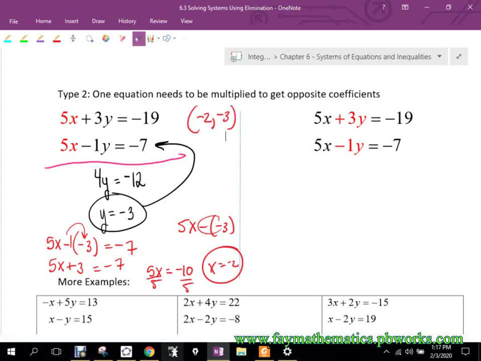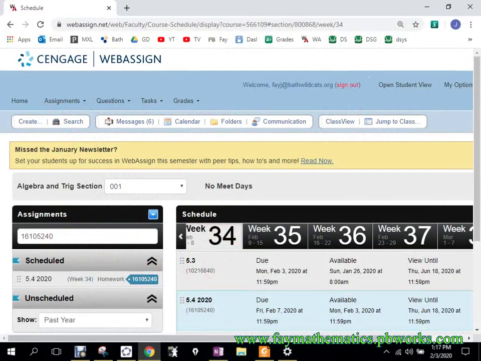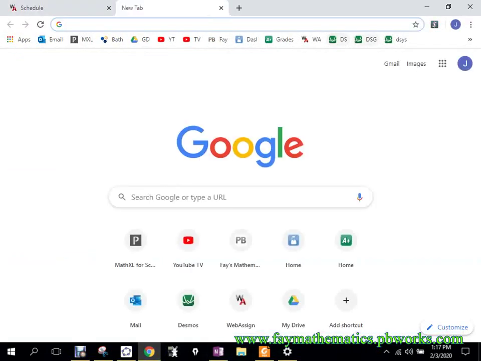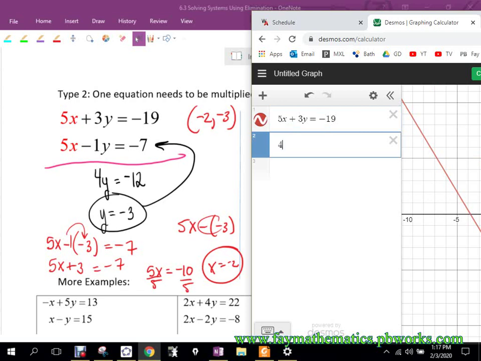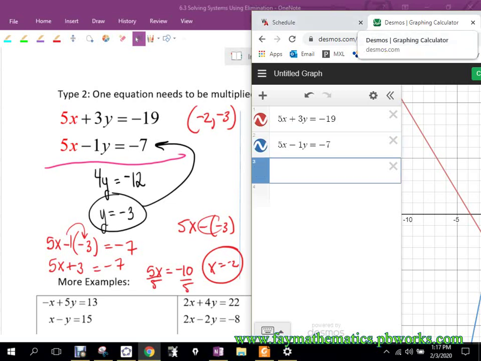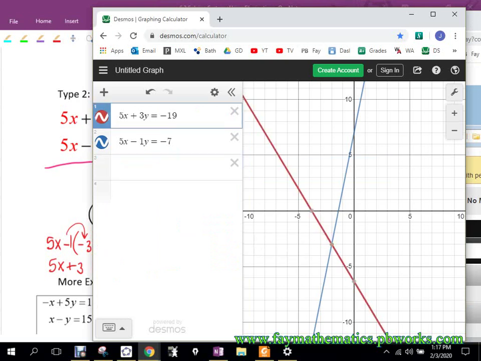Now here's how we can check this. Go back to what we did in 6-1. Yeah, 5x plus 3y equals -19. 5x minus 1y equals -7. And then if we look at their intersection, is it -2, -3 as the intersection? Does that make sense? Okay.